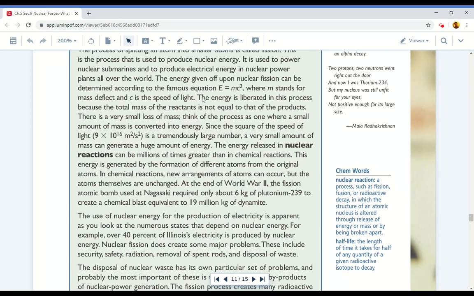So what they're saying is, because c is such a big number, even if you multiply it by a small number, it's still going to be big. And then what that does is, when you multiply these two numbers, it gives off a very large amount of energy. Okay, I'm going to scroll back down.